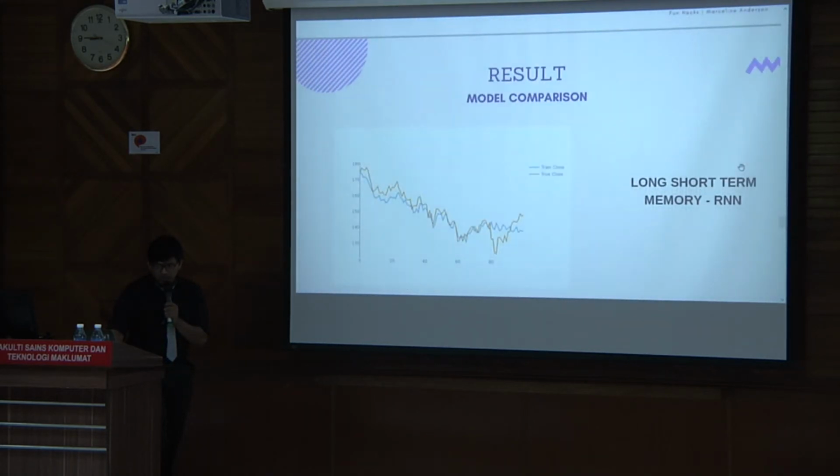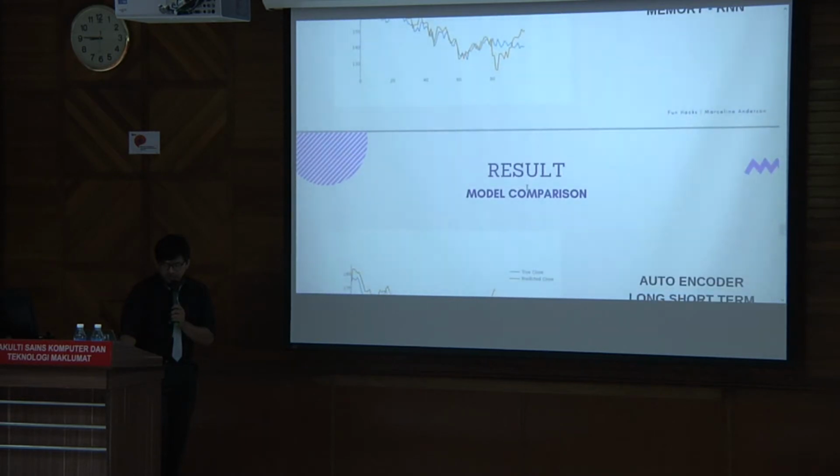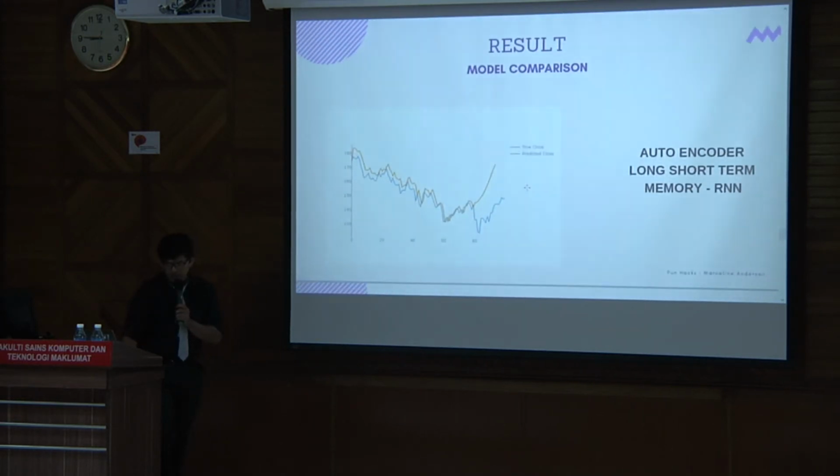Okay, this is for the long short-term memory, where the graph seems to become static here without any reducing or any inclining. And then this is for autoencoded long short-term memory, where the graph should be spiking, but it declines and spikes here.